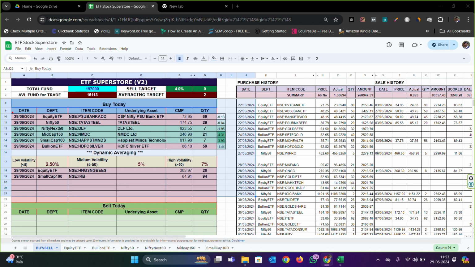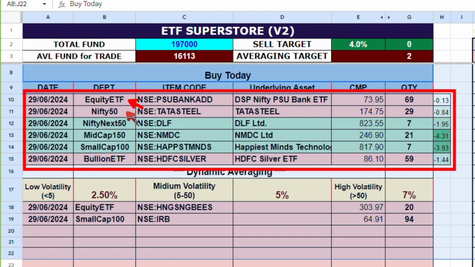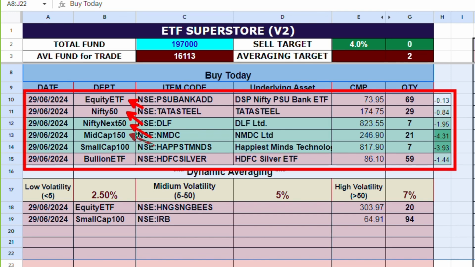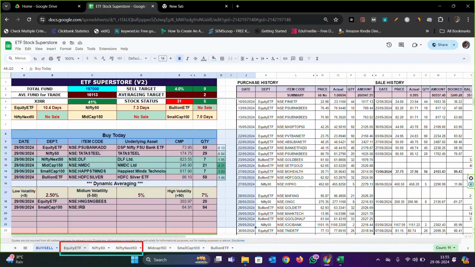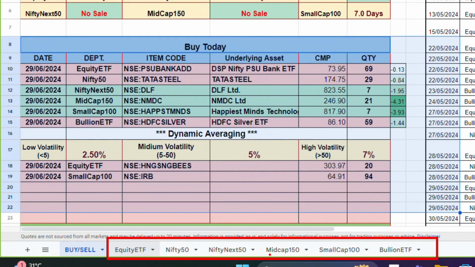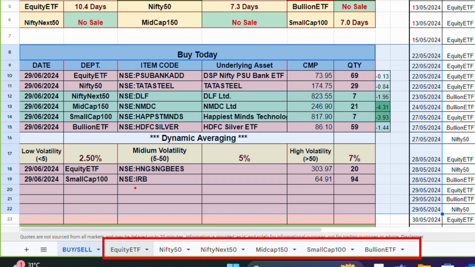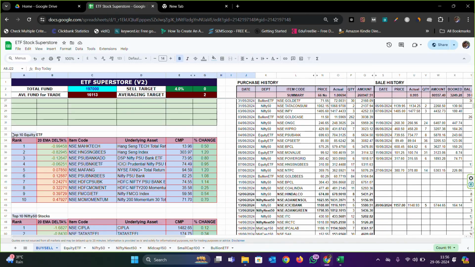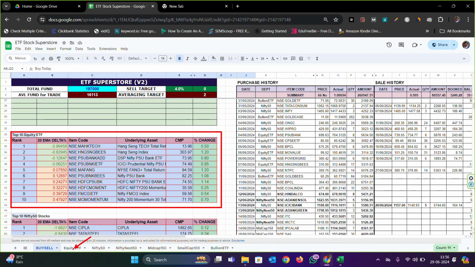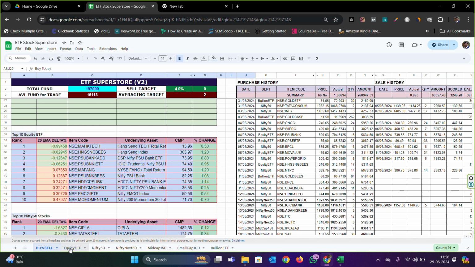We've organized our investment strategy into 6 categories: Equity ETF, Nifty 50, Nifty Next 50, Nifty Midcap 150, Nifty Small Cap 100, and Bullion ETF. Each of these categories has its own dedicated sheet where we track specific stocks and key metrics. Here's how it works. We collect the top 10 stocks from this sheet, following some conditions which we will discuss now.